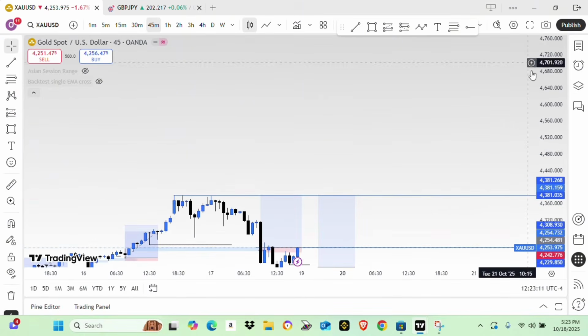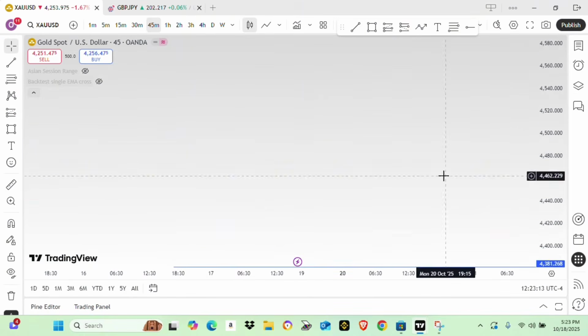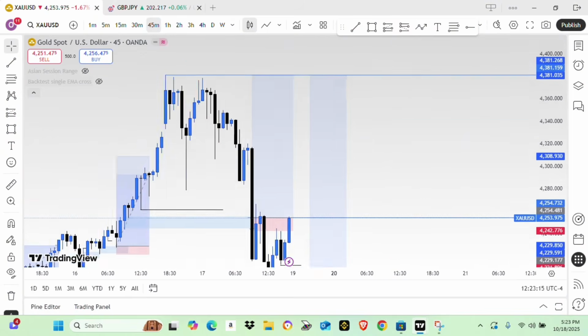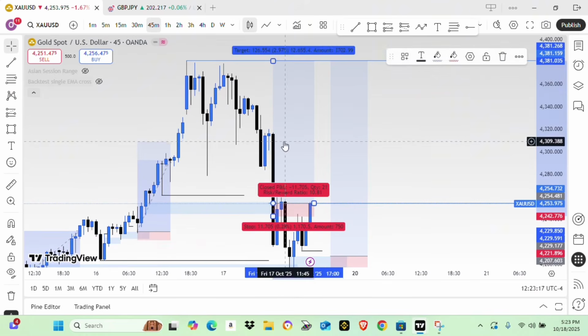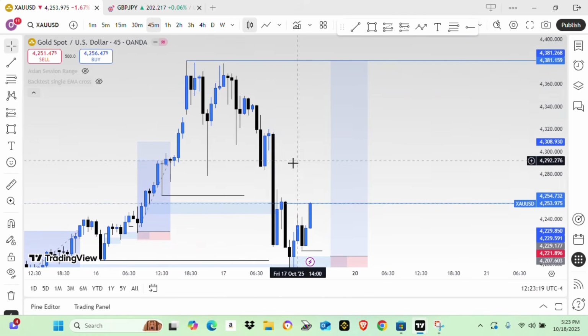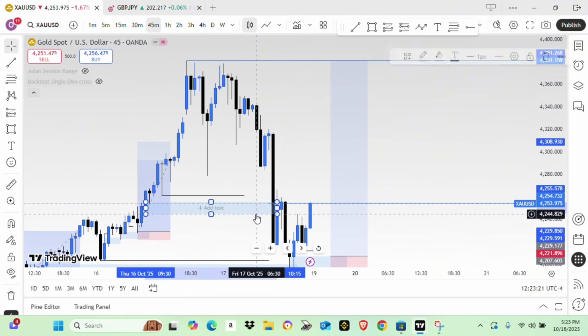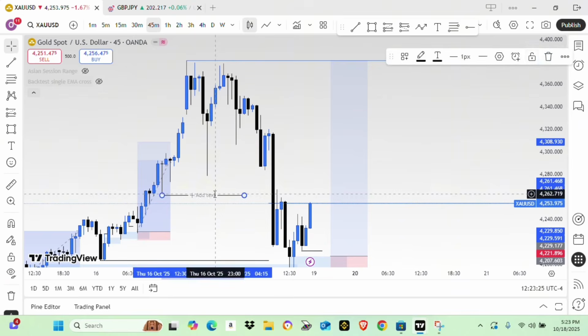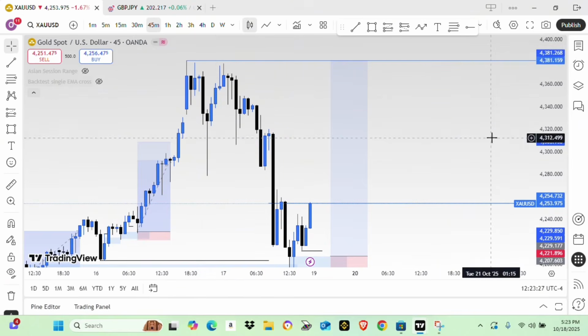So when we talk about structures, there are multiple kinds of structures and how to count them and add them up together with your liquidity. So let me just delete this trade that failed. You can see here I delete this, and this inducement as well.